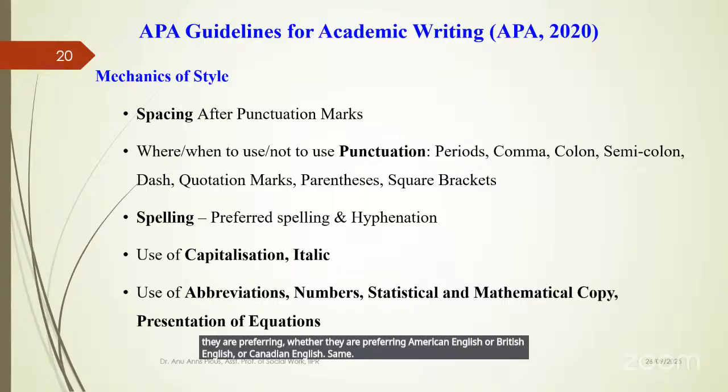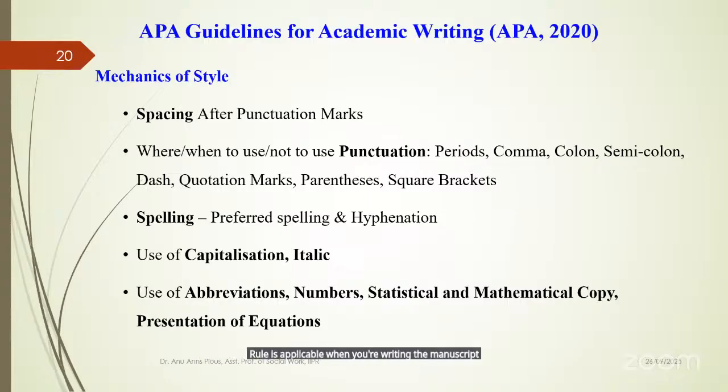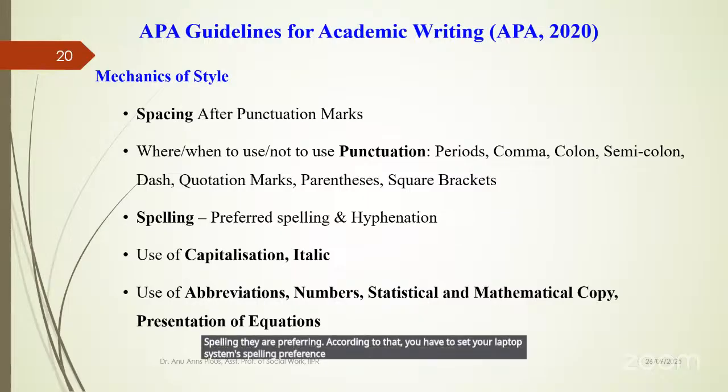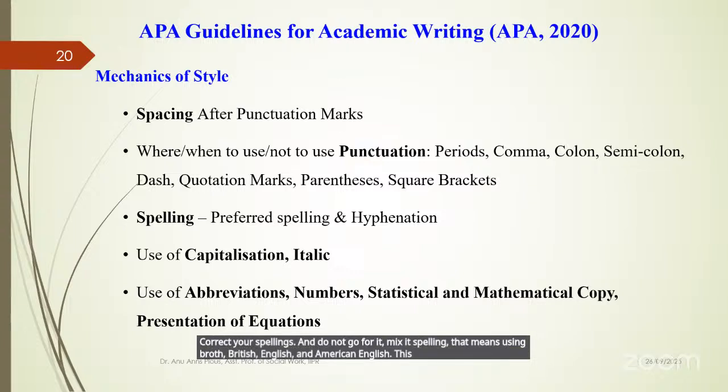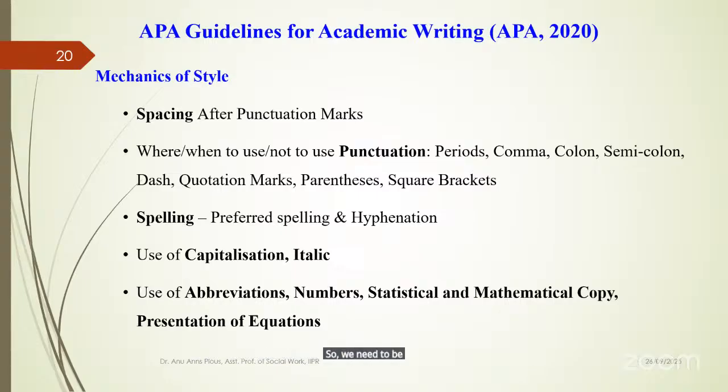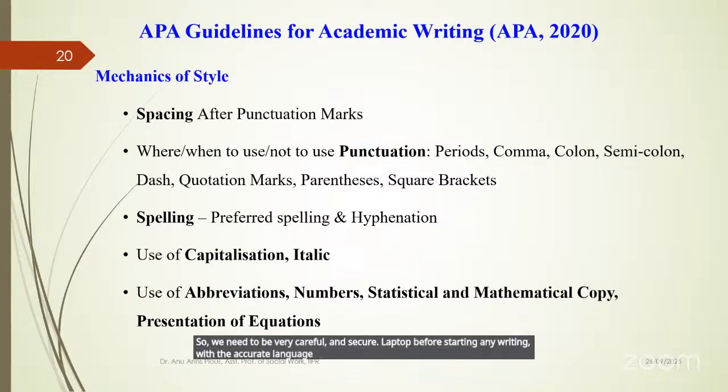The same rule is applicable when you are writing a manuscript also. Check the manuscript guidelines and find out what spelling they prefer. According to that, you have to set your laptop system spelling preference and then correct your spellings. And do not go for mixed spelling, that means using both British English and American English. This quite often happens when we are writing unknowingly. So we need to be very careful and set up your laptop before starting any writing with the accurate language style which is required to be followed.